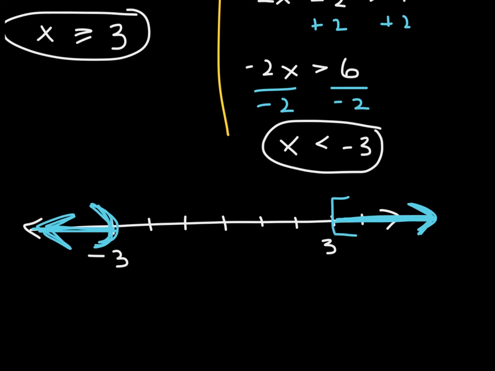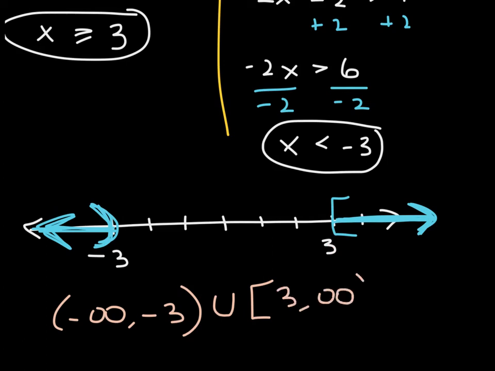Interval notation from left to right. This is an arrow approaching negative infinity. So negative infinity, comma, negative 3, put a parenthesis, union, bracket at 3. So I got to jump over here now, going all the way to the right, which is positive infinity. Don't forget that you always put parentheses, always, on infinity and negative infinity.